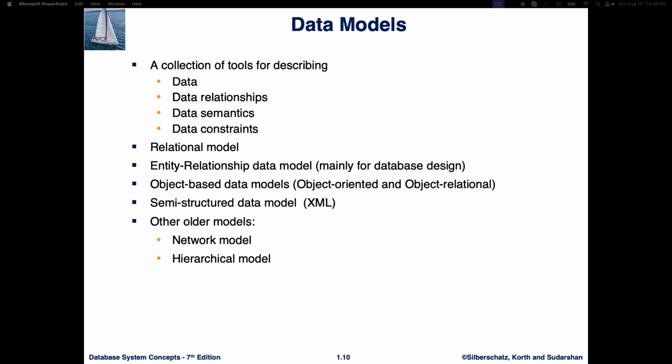Data relationships: how different pieces of data relate to each other. For example, how customers relate to their orders or how students relate to the courses they are enrolled in. Data semantics: the meaning or interpretation of the data. Understanding the context and purpose of the data helps us use it correctly. Data constraints: rules that the data must follow. This can include things like a student ID being unique or an account balance not going below 0.